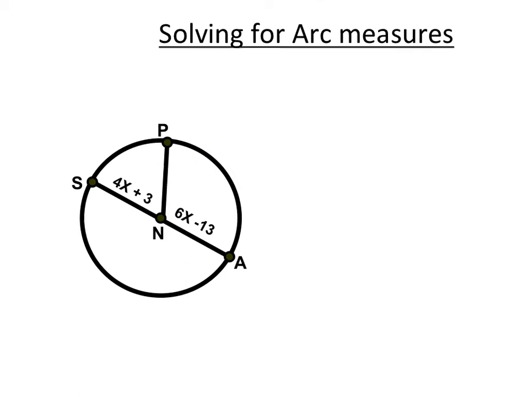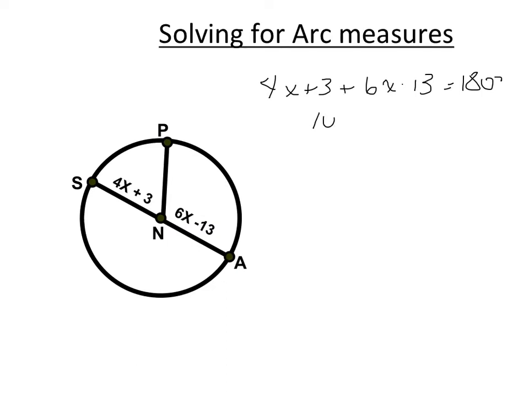Now let's solve for some arc measures. Here we have a circle, and we can see that we have a diameter here. Arc SA is a diameter, and we want to solve for the measures of these arcs, and we have two expressions that tell us what they're equal to. So we know that these two expressions, 4x plus 3 added to 6x minus 13, will add up to 180 degrees. So with this, we can solve for x and then solve for the different degree measures.